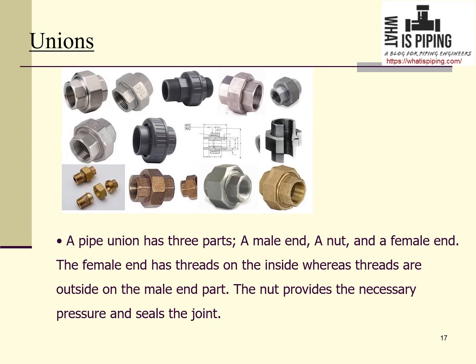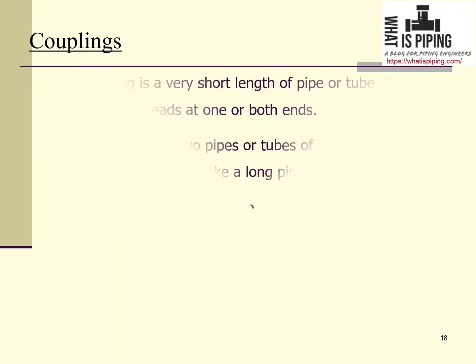A pipe union has three parts: a male end, a nut and a female end. The female end has threads on the inside, whereas threads are outside on the male end part. The nut provides the necessary pressure and seals the joint.